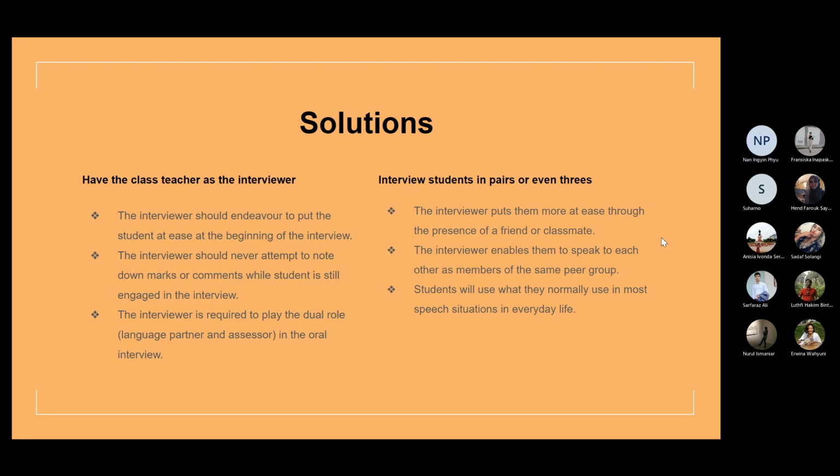So how can we find a solution for this kind of problem? There are two solutions. The very first solution is having a class teacher as the interviewer. Instead of the interviewer being someone new, if there is a class teacher, at least they will feel a little bit familiar, since the class teacher and the student have already communicated before, so it will make the student feel a lot more at ease.